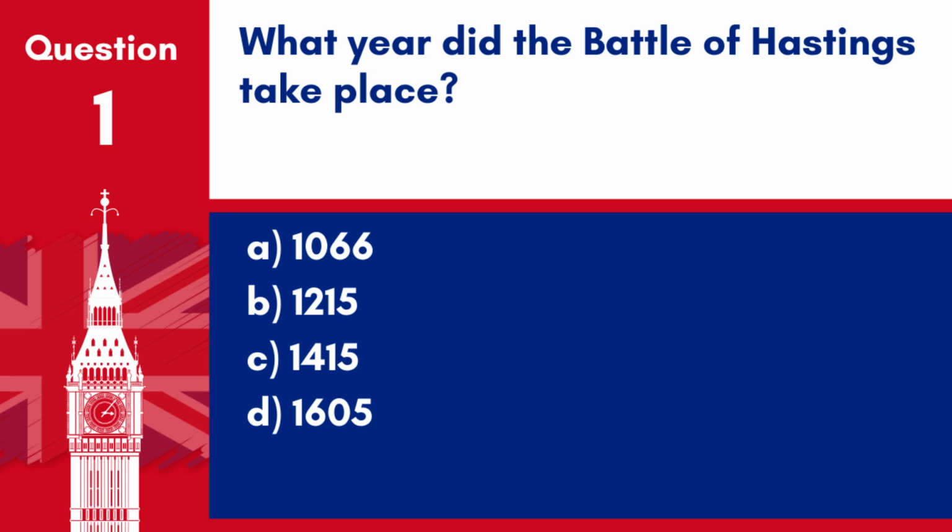Question 1. What year did the Battle of Hastings take place? A. 1066, B. 1215, C. 1415, D. 1605. Answer: A. 1066. The Battle of Hastings, a pivotal event in English history, took place in the year 1066.